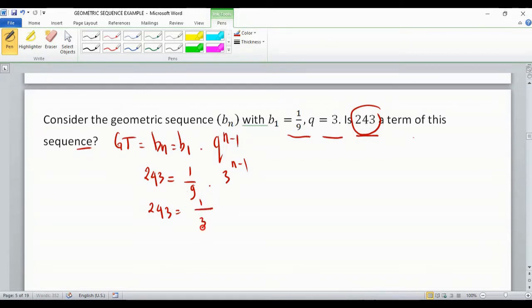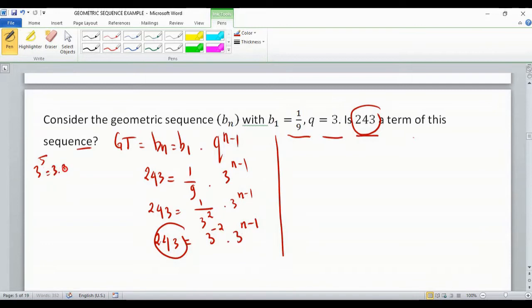From here, we can continue. 243 is equal to 1 over 9, which is the same as 3 power minus 2, times 3 power n minus 1. So we need to simplify: 243 is equal to 3 power minus 2 times 3 power n minus 1. We know that 243 is 3 power 5. Is it true? Yes: 3 times 3 times 3 times 3 times 3. 81 times 3 is 243, everyone.